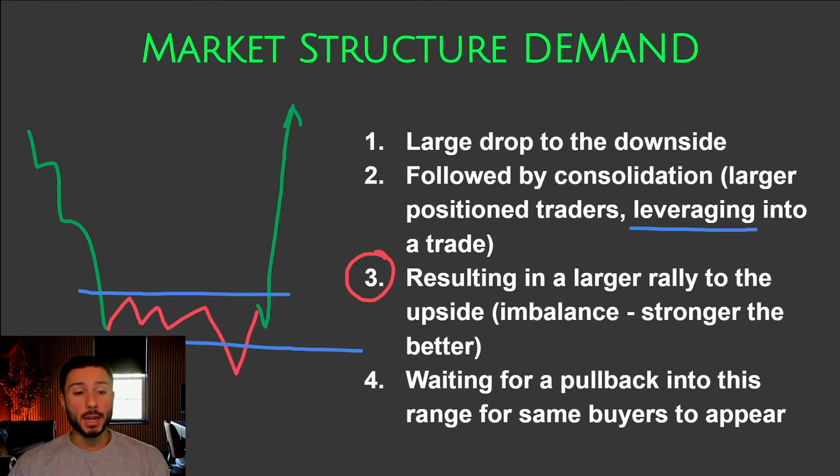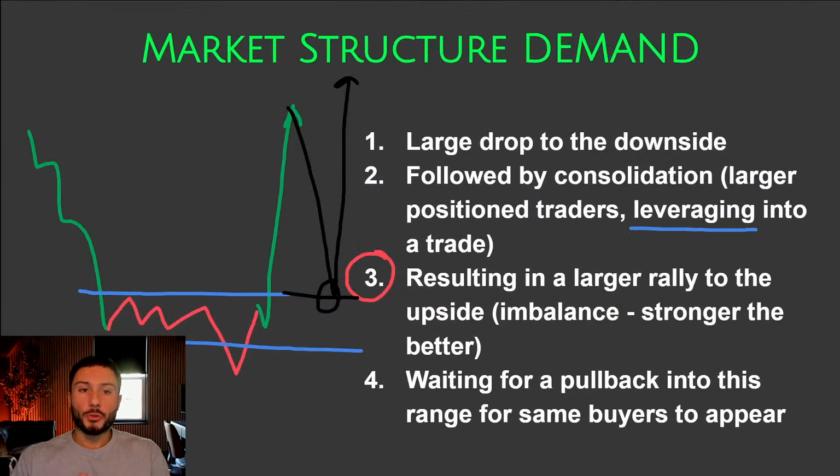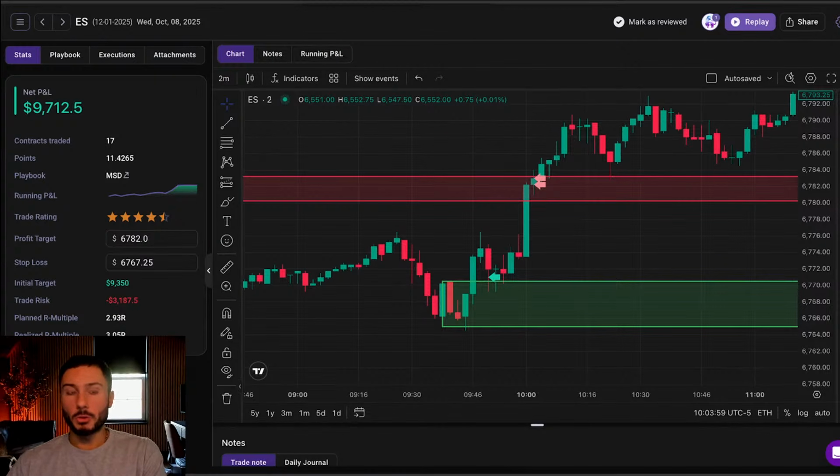And what I do here is wait for a pullback into this market structure level of demand to then get long as the same buyers appear, where I then look to capitalize on an upside move. Now, you can see these on candlestick charts, but personally, I like finding them on the heat map on Bookmap, because things that can't be seen on the chart give me a little more conviction when I use order flow.